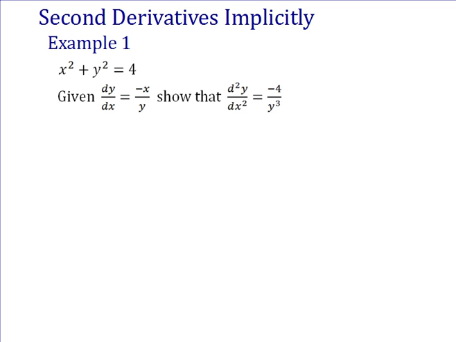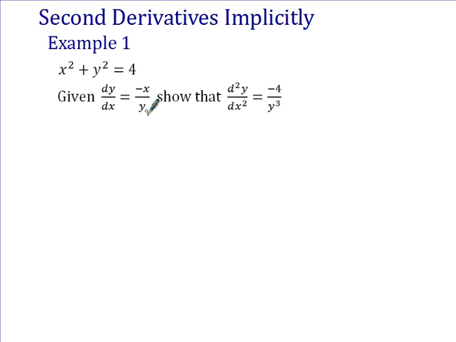Today we're going to be learning how to find second derivatives implicitly. This first example, we have the equation x squared plus y squared equals 4. And I'm going to go ahead and give you the first derivative because I really want us to focus on second derivatives here. So my first derivative is equal to negative x over y.